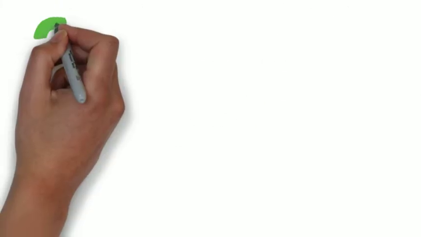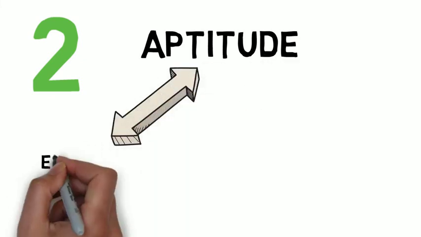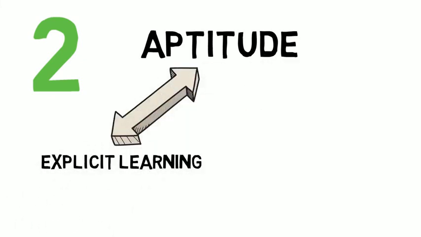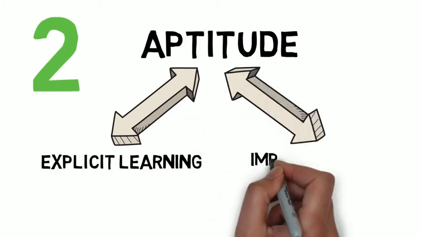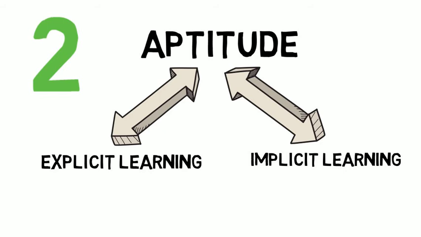Second, how does aptitude play out in explicit versus implicit learning? We need an aptitude test that lets us see any difference between implicit and explicit learning, so we know how aptitude works with each. Easier said than done, but worth the effort.